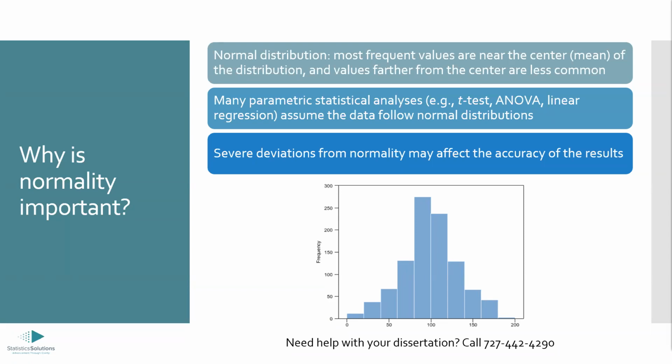That being said, these types of tests, such as the t-test or the f-test that the ANOVA is based on, you may see some citations that claim that these tests are robust towards deviations from normality, but severe deviations may still affect the accuracy of the results. So it's still important to test normality in these cases.